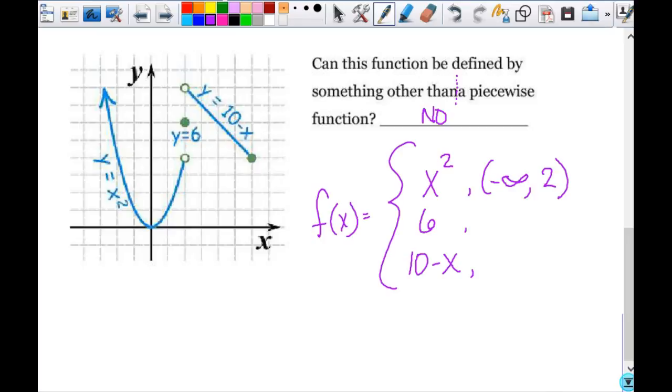What's the domain for 6? Careful, 2. I know. It's easy to say the y value. It's not 6. It's 2. And it's just from 2 to 2. Doesn't go anywhere, right? And then 10 minus x goes from 2. Do I include that? No. And it goes from 2 to what? 6. Do I include that? Yes. Okay. So we good on piecewise?